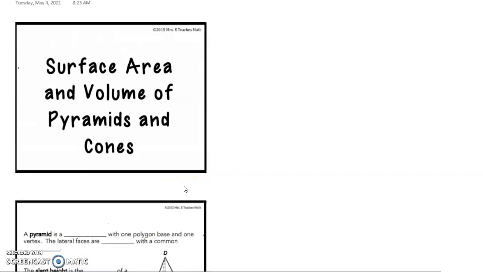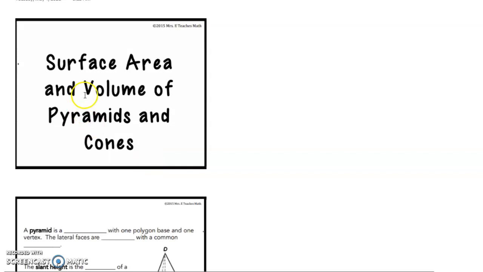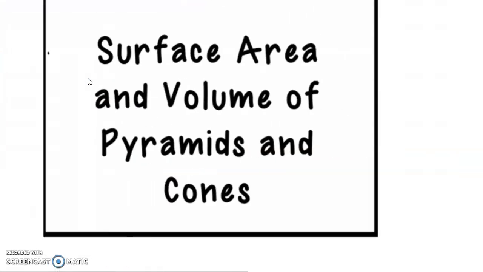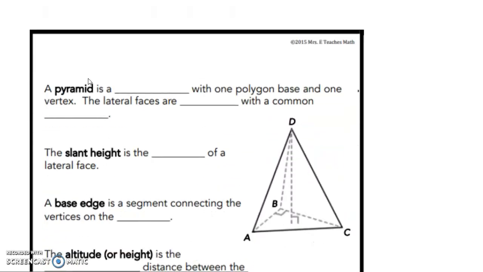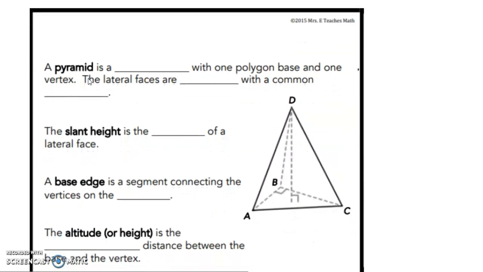Okay, so now we're going to look at the surface area and volume of pyramids and cones. Once again, we talked about how to put the flip books together, and you're going to put your title page on front, and then each page getting longer and longer until the longest one is in the back.